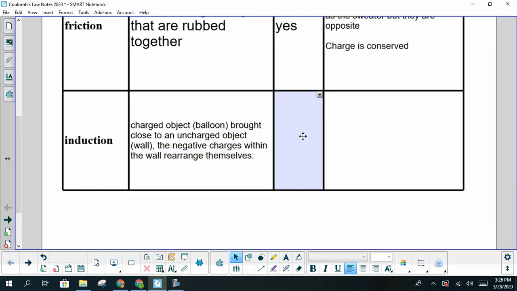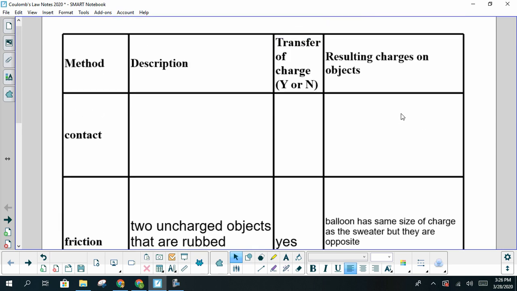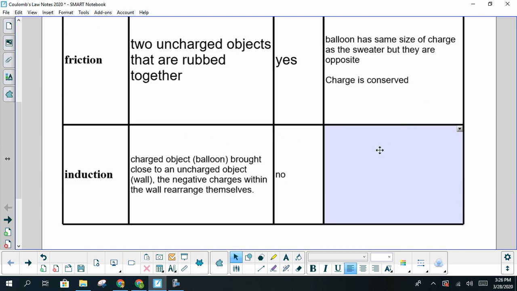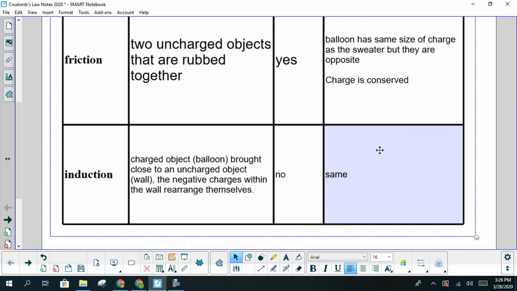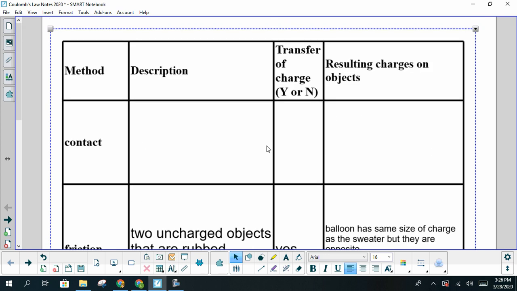So is there a transfer of charge? Definitely not. No. So we have no transfer of charge. And so if we look at that very last column is the resulting charges on the objects. The resulting charges on the objects would essentially be the same as before. There is no change in the net charge on those two objects. If we think a little bit more about charge, I'm going to come back to contact. We will talk about contact a little bit later.